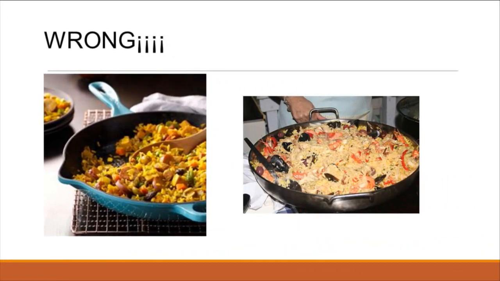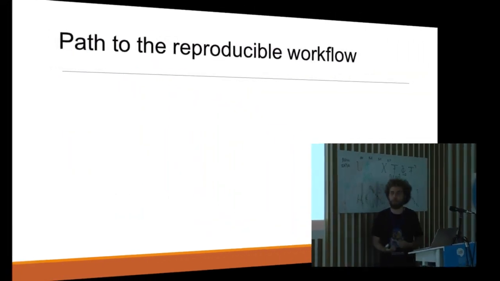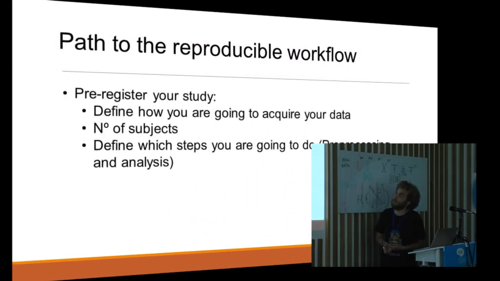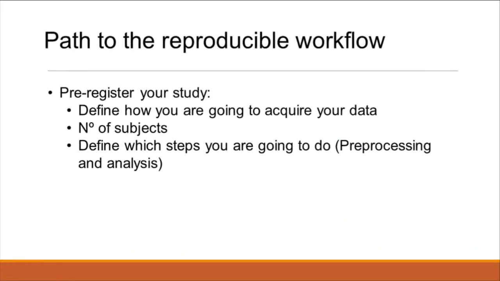So of course, I'm not talking about cooking. I'm talking about how to do a reproducible workflow. Okay? And even, I mean, this first slide is not necessarily about reproducibility, but it's a few things that you should do if you wanna do a reproducible study. And first of all, maybe not pre-register, but define the study correctly. Okay, how many subjects are you going to acquire, the type of data you are going to acquire, the steps you are going to take. Okay, that would be the first thing you should do if you want to do properly a study.